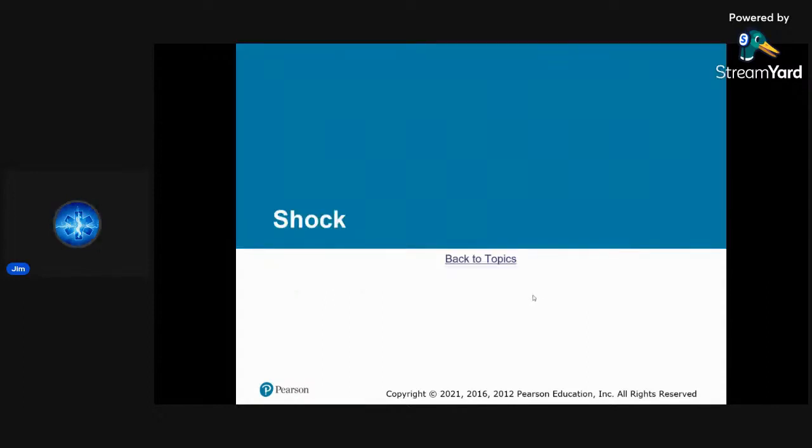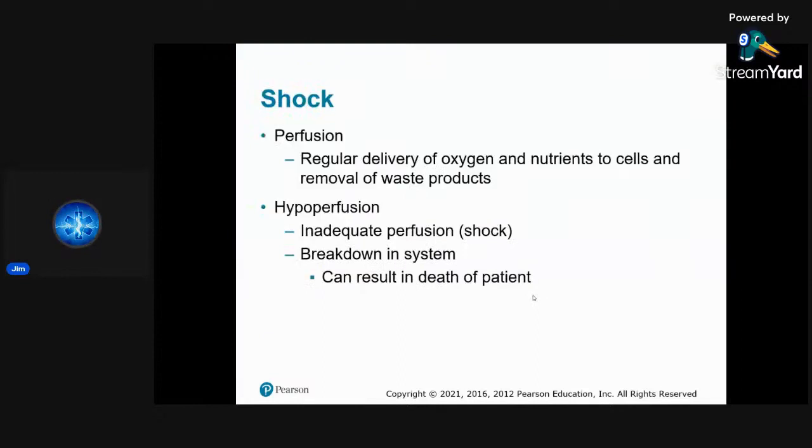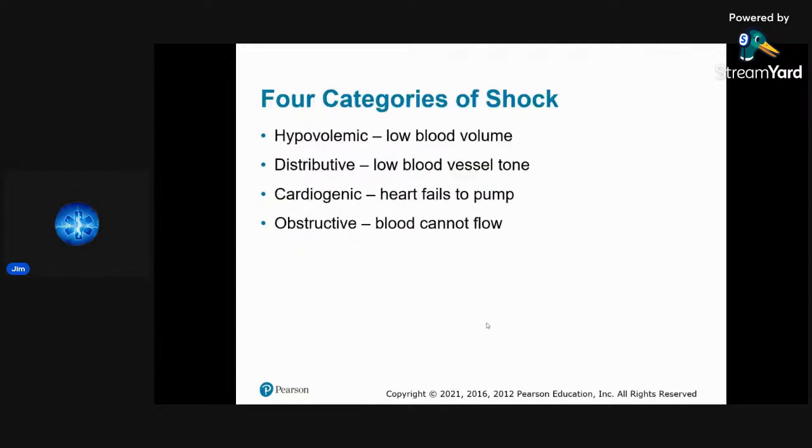Let's talk about shock for a little while. Perfusion is the delivery of oxygen and nutrients to the cell and taking away the waste. That's the definition. Now, hypoperfusion means this isn't getting done. Either it's not getting enough oxygen or it's not getting waste products removed. And if we don't fix this or figure out what's causing it, the patient can die. That can be the result, is death.